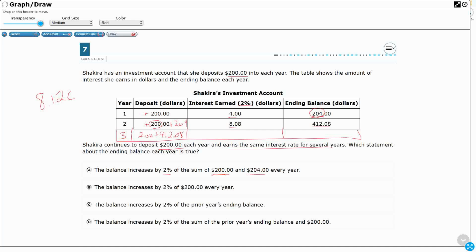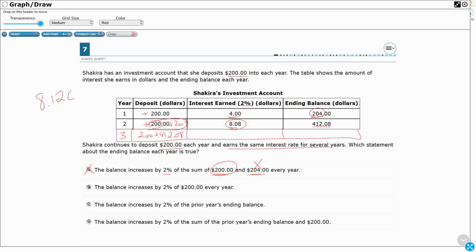2% of that 200 is 204. That's what happened right here. But then that next year, it's going to be the sum of 200 and whatever your previous ending balance is, because that ending balance is changing every year. The balance increases by 2% of 200 every year.